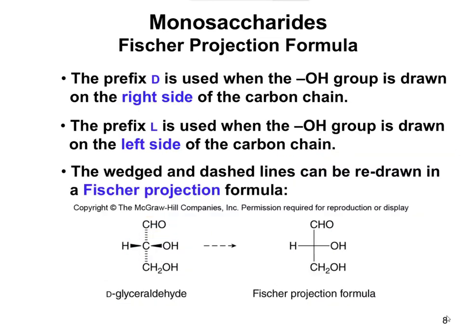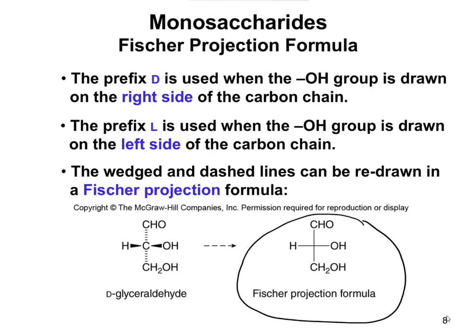Okay. The other thing to remind you guys of is what these wedged and dashed lines mean. Remember, the wedges mean that they're coming out towards you. The dashed lines mean they're going away from you. With sugars, we frequently draw things in what are called Fischer projections, which is what's shown over here on the right.